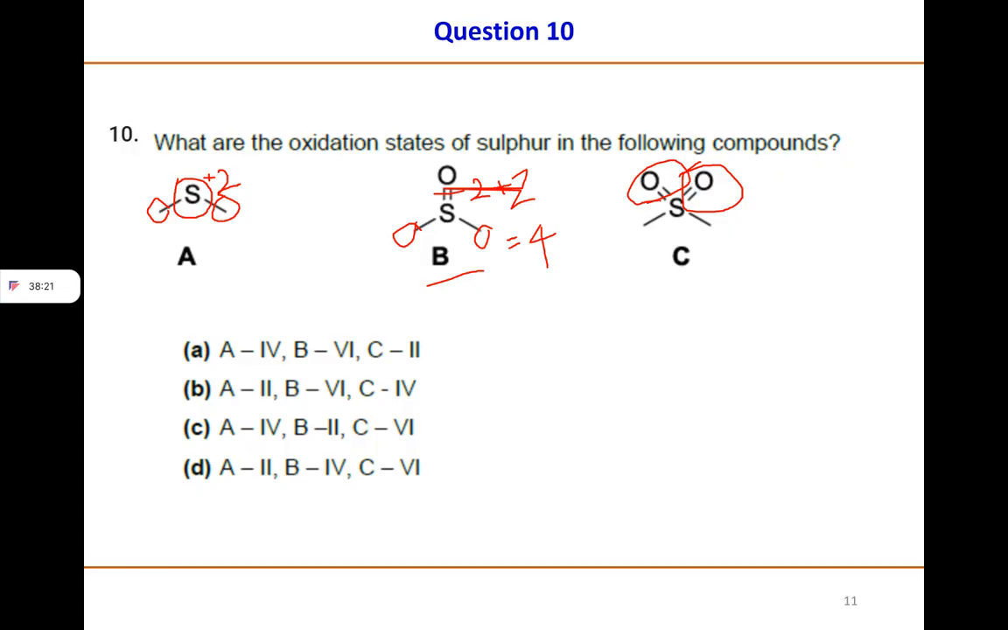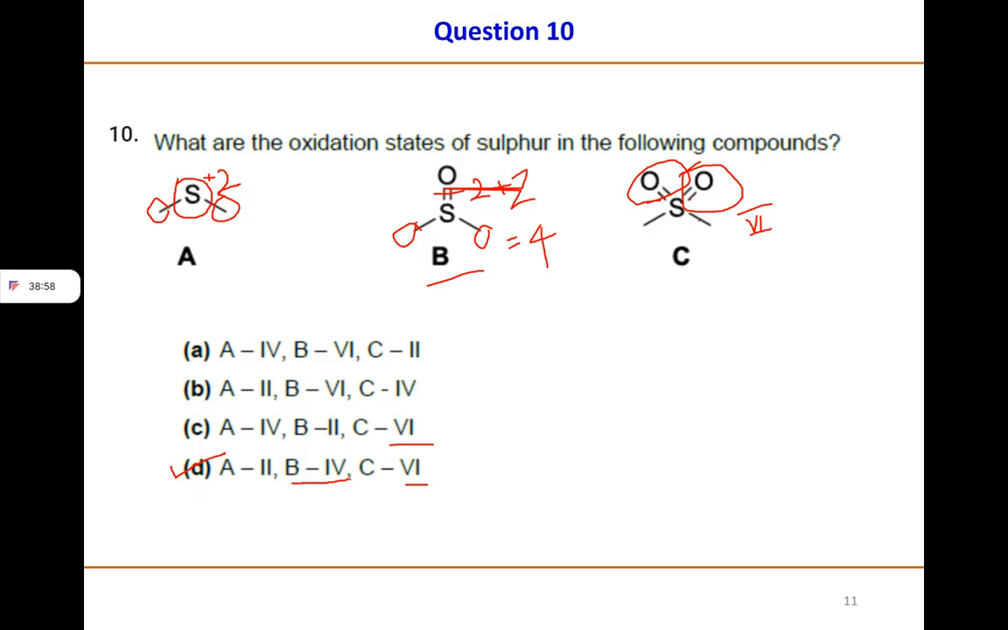Now in case of C, we have two oxygen atoms making a double bond with the sulfur. So how many bonds are there in total? 1, 2, 3, 4, 5, 6. Right? So that's why the oxidation state will be 6 here. So C has 6 oxidation state, and A has plus 2 oxidation state. So the correct answer is option number D. B has 4 oxidation state, right?